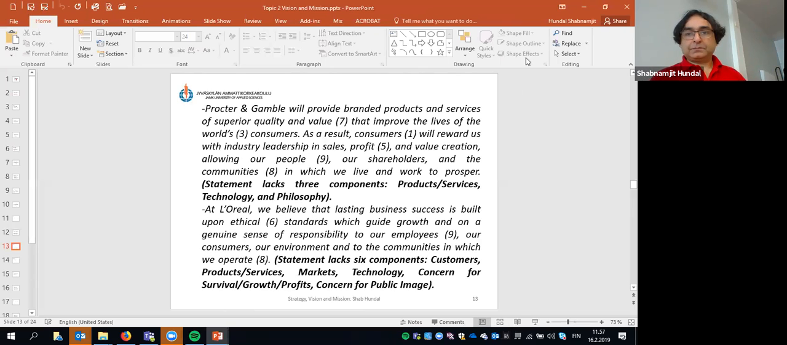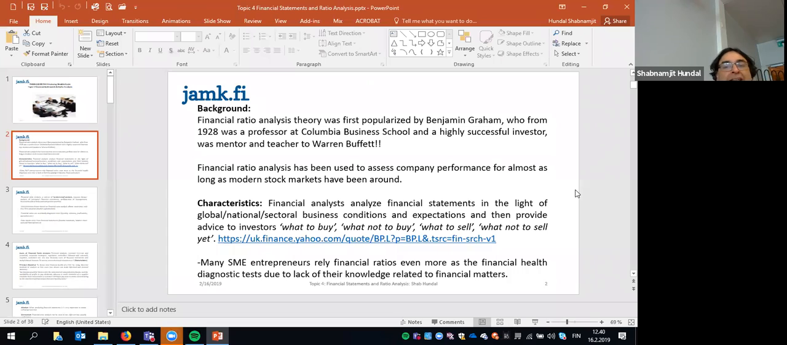The concept of financial ratio analysis was majorly popularized by Benjamin Graham in 1928. And just for your information, Benjamin Graham was a teacher of Warren Buffett. I hope you know him.